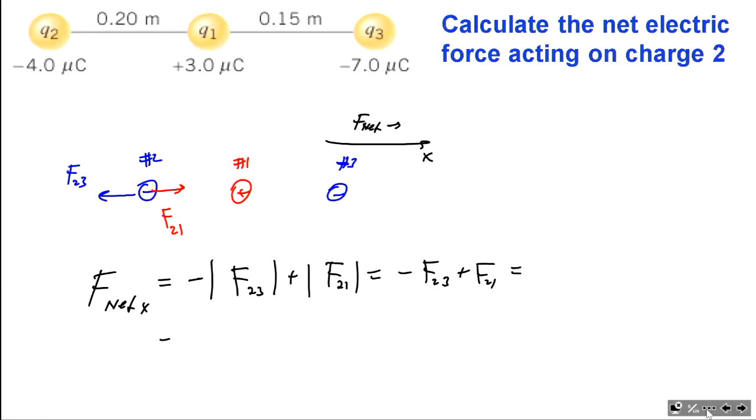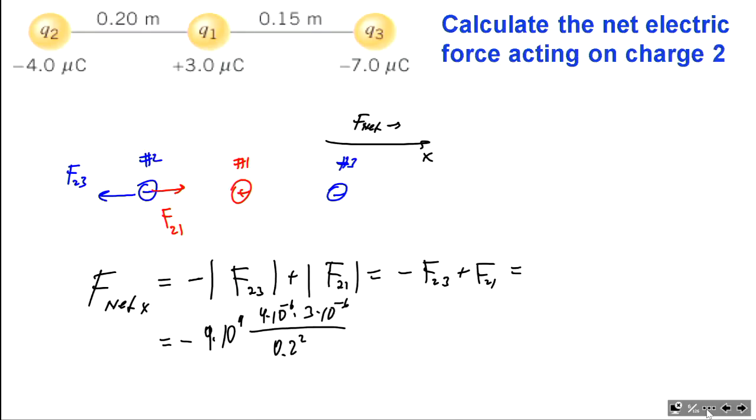All right, now what should we write? Constant, which is 9 times 10 to the 9th. We are multiplying two charges, 4 times 10 to the negative 6 and 3 times 10 to the negative 6, and divided by distance between the charges squared. And this number hasn't changed, because of Newton's third law: the magnitude of the force acting on charge 1 from charge 2 is equal to the magnitude of the force acting on charge 2 from charge 1.